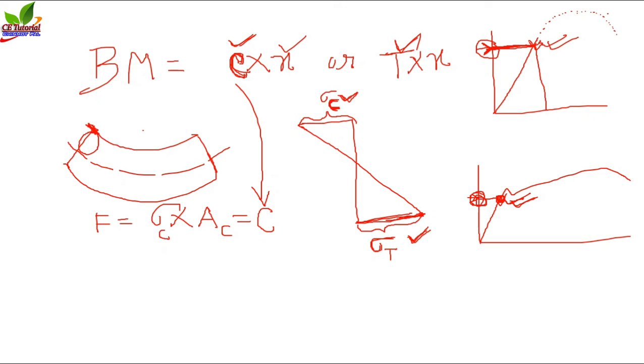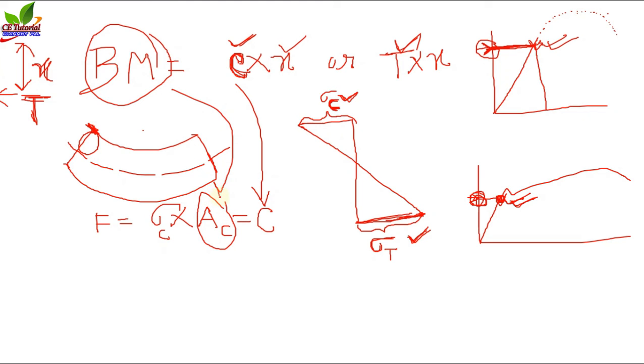Suppose this is T and this is C. The distance between the two forces is x. Now C into x is equal to our applied bending moment. You can find a relation between the bending moment and the area, because ultimately we have to calculate the area.